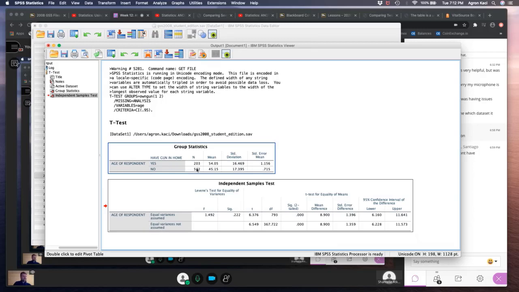It looks like, yeah, older people have more guns. It doesn't mean that they have more guns. It just means that people who do have a gun at home are significantly older than those who don't. So it seems like younger people choose not to own a gun than older people who do choose to have a gun.